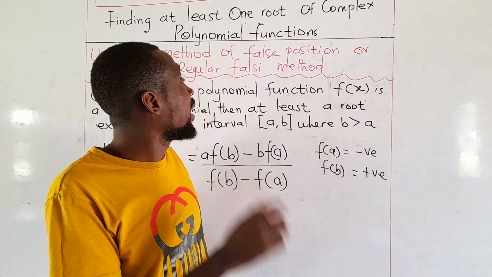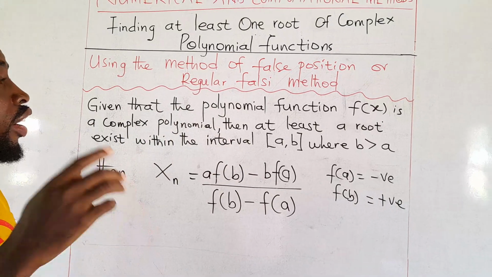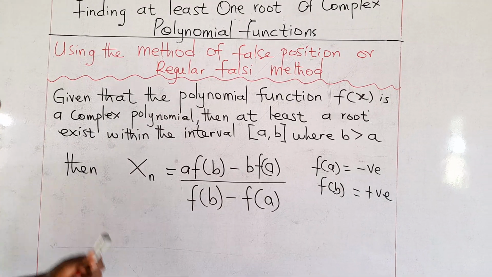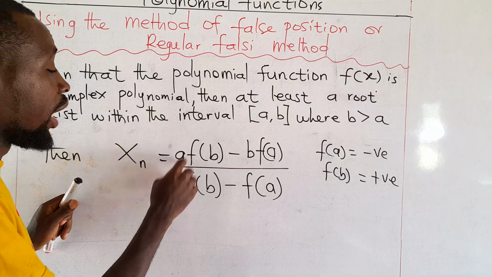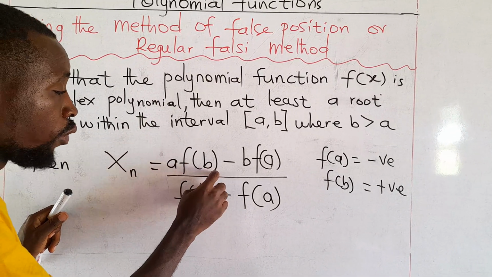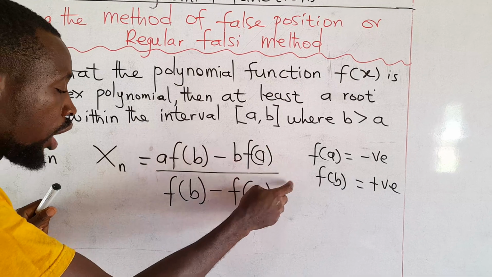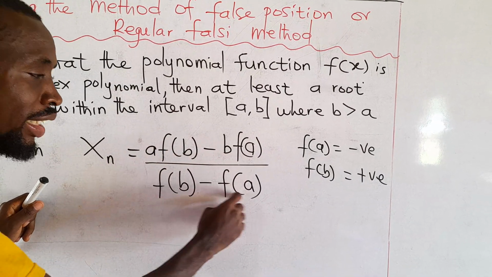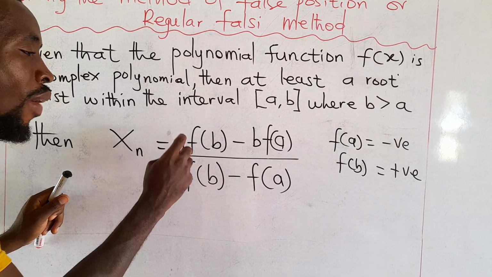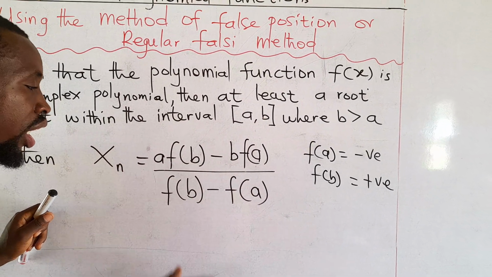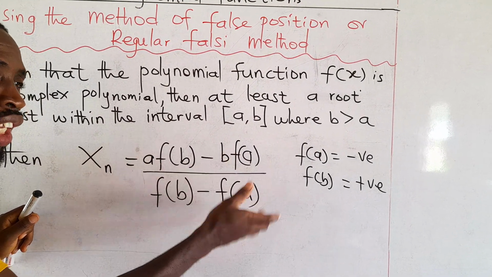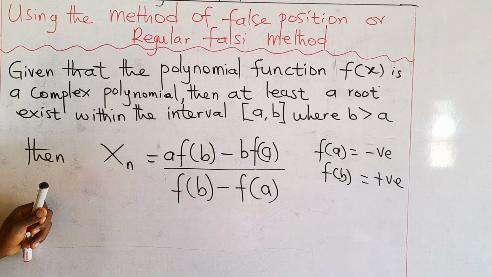So with the method of false position, or the Regula Falsi method, the root x_n is given by a times f of b minus b times f of a, all over f of b minus f of a. And remember, our a and b are the interval we get using the location theorem, and f of b and f of a are their outcomes respectively.